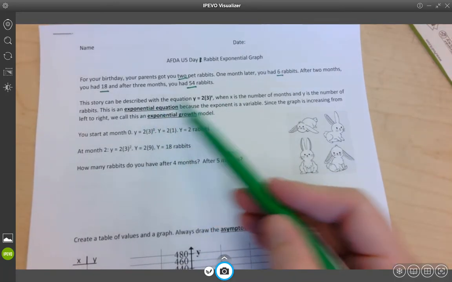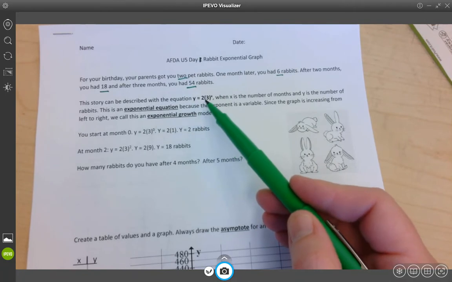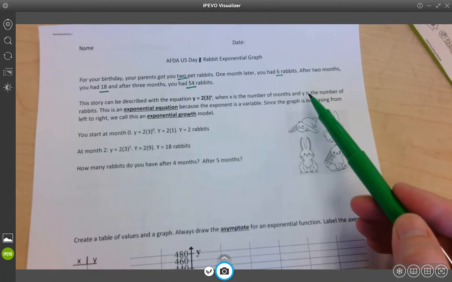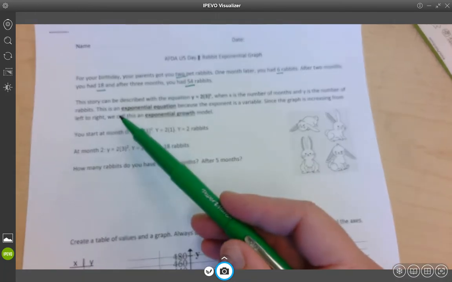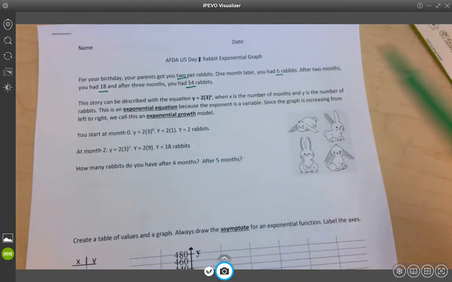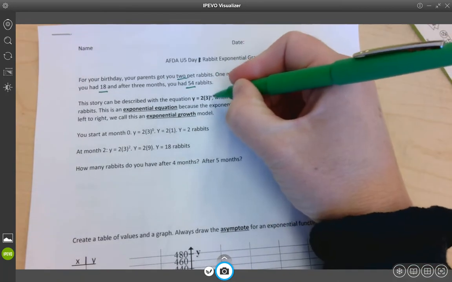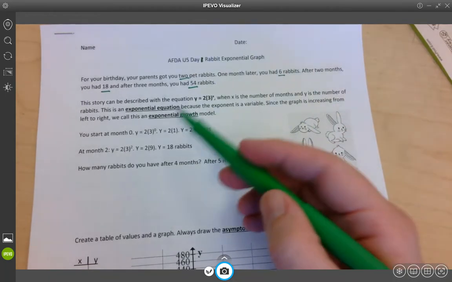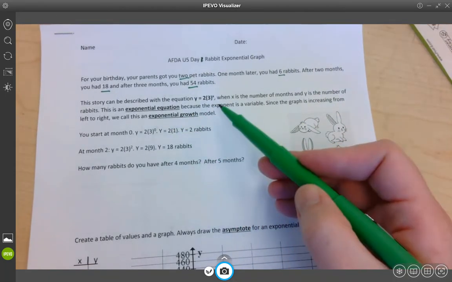This story can be described with the equation y equals 2 times 3 raised to the x, where x is the number of months and y is the number of rabbits. This is an exponential equation because the exponent is a variable. Notice that? Your exponent is x. Since the graph is increasing from left to right, we call this an exponential growth model.